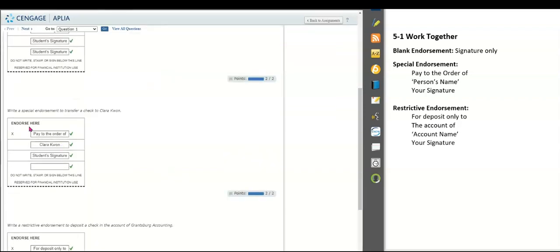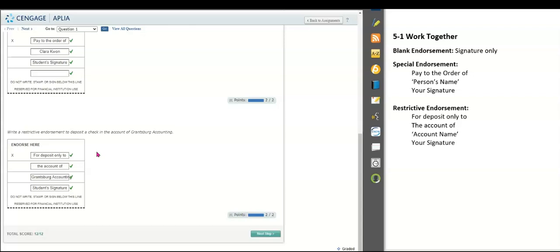So down below here is a special endorsement, okay? We're going to write a special endorsement to transfer a check to Clara Kwan. So the check was written to us, but we want Clara Kwan to have the money. So on the first line, you write pay to the order of, and then you type the person's name, or you write on your check who you want the money to go to. So in this case, Clara Kwan, and then you sign your name. The last line should be left blank, okay? And remember, for computer purposes, you're going to type student's signature. All right, and that's a special endorsement. Pay to the order of Clara Kwan, student signature.